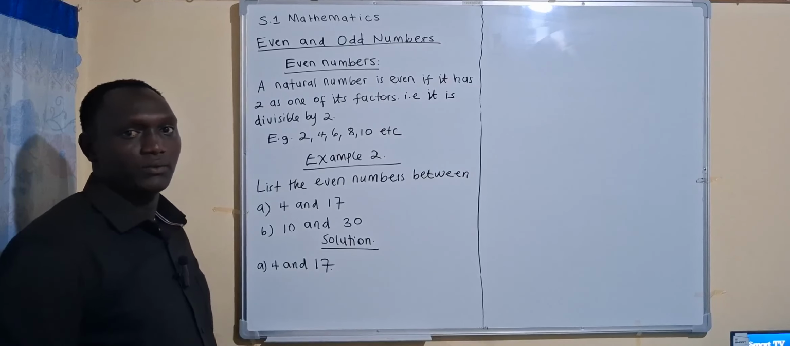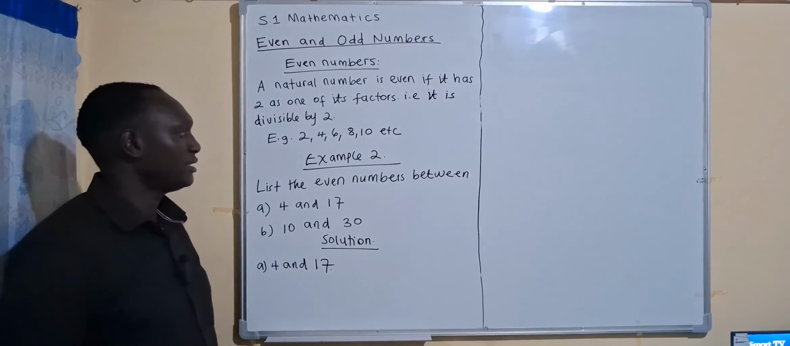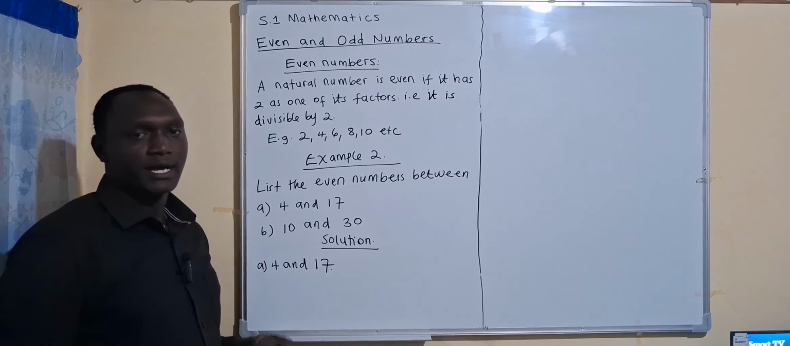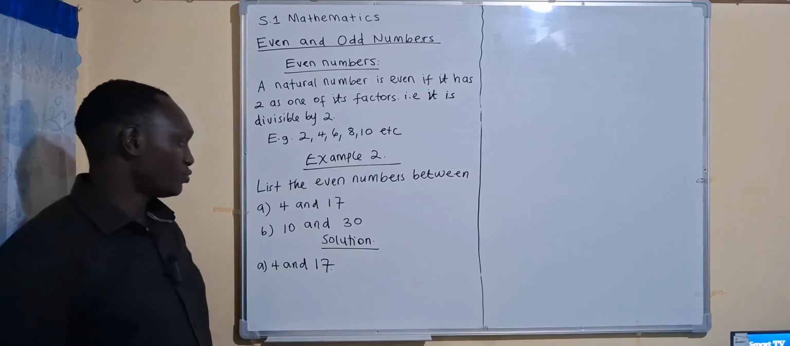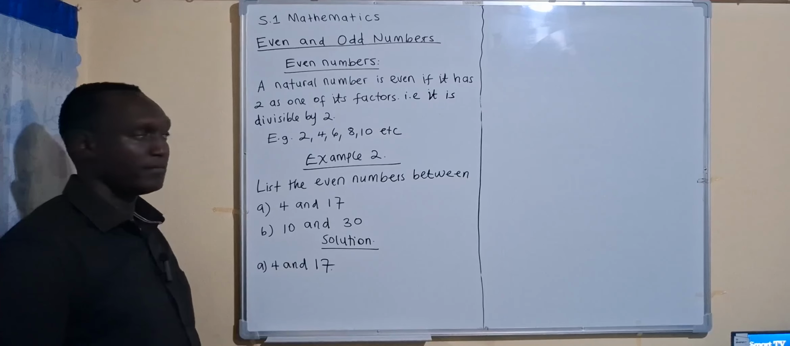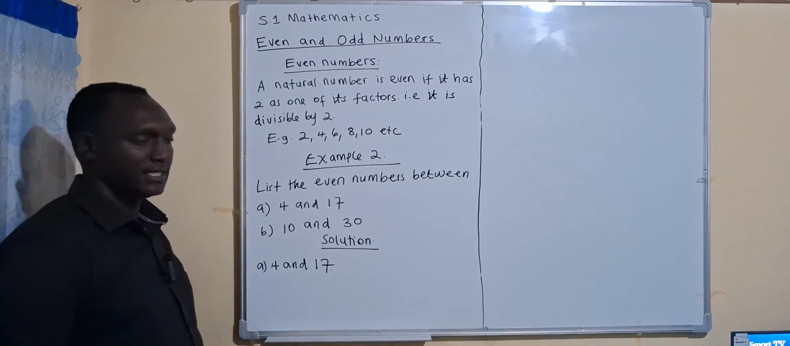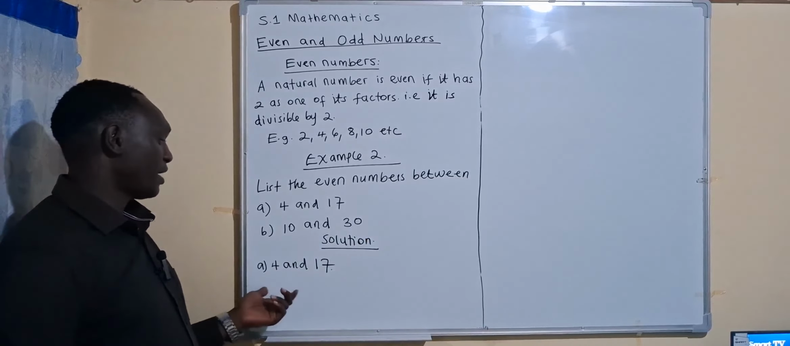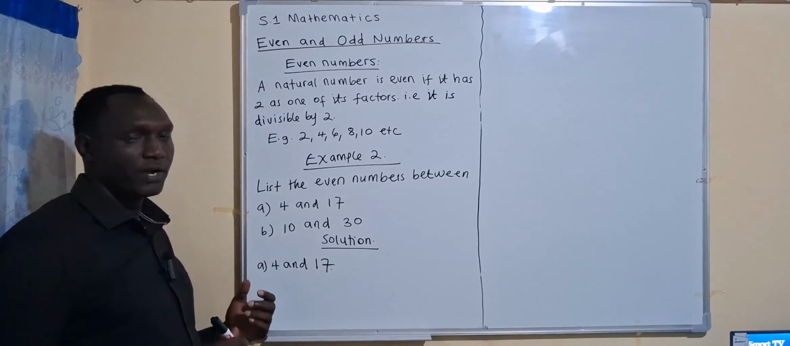Welcome back. We are now on example 2 and we are looking at even numbers. Just as a reminder, an even number is a number that has 2 as one of its factors, or a number that is exactly divisible by 2. Example 2 is asking for the even numbers between 4 and 17. So between 4 and 17, let us first get the numbers that are between 4 and 17.